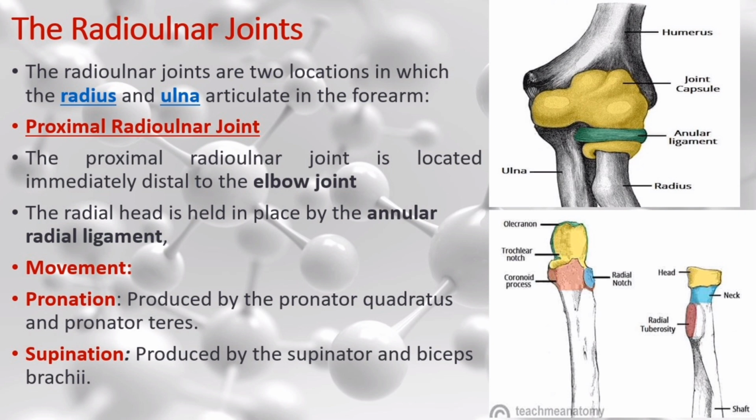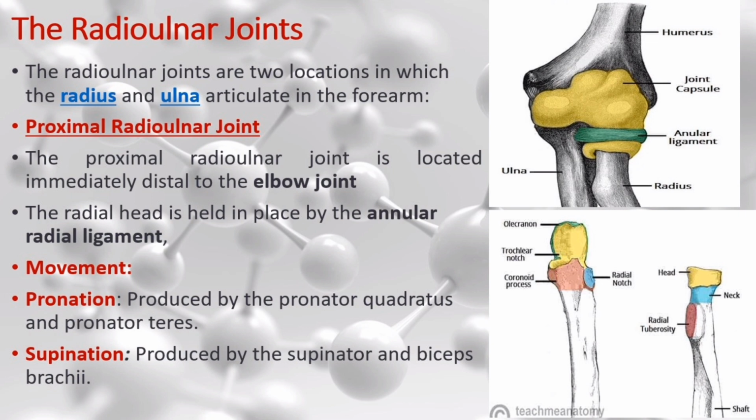The proximal radio-ulnar joint is located immediately distal to the elbow joint, and is enclosed within the same articular capsule. It is formed by an articulation between the head of the radius and the radial notch of the ulna. The radial head is held in place by the annular radial ligament, which forms a collar around the joint. The annular radial ligament is lined with a synovial membrane, reducing friction during movement. Movement is produced by the head of the radius rotating within the annular ligament.